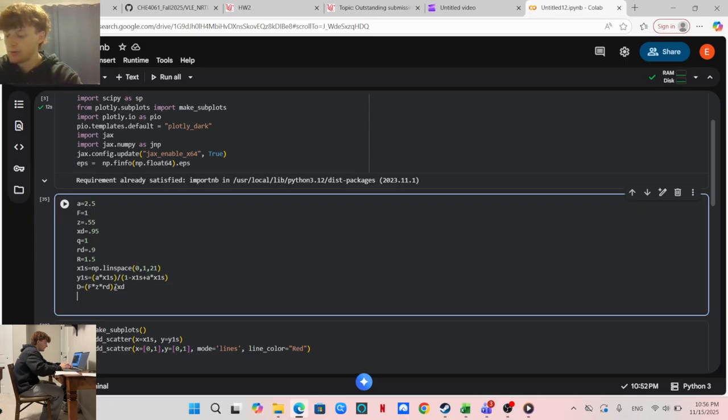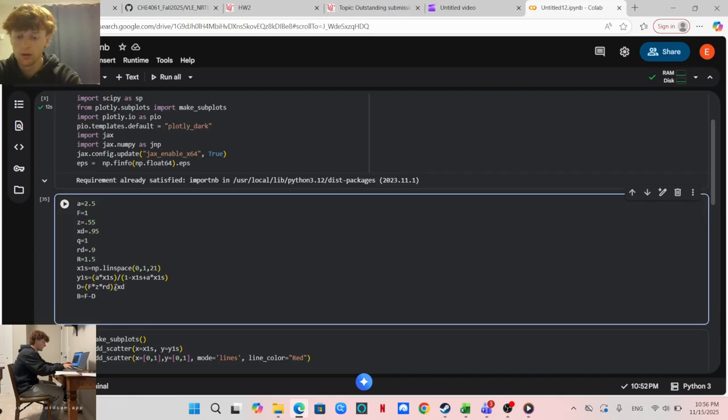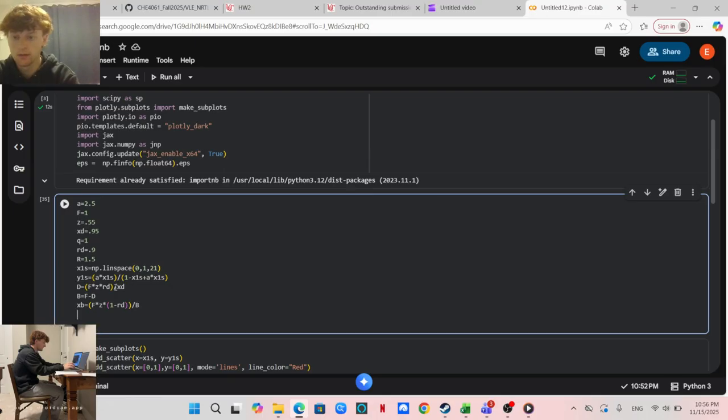Okay, so now we know our distillate, and like we said before, we know our distillate and our feed, so now we can solve for B. So B is just equal to F minus D. Since we know our B now, we can solve for XB, which is equal to F times our Z times our 1 minus RD, divided by our B. That wasn't our boil-up ratio, that was our liquid mole fraction at the bottom.